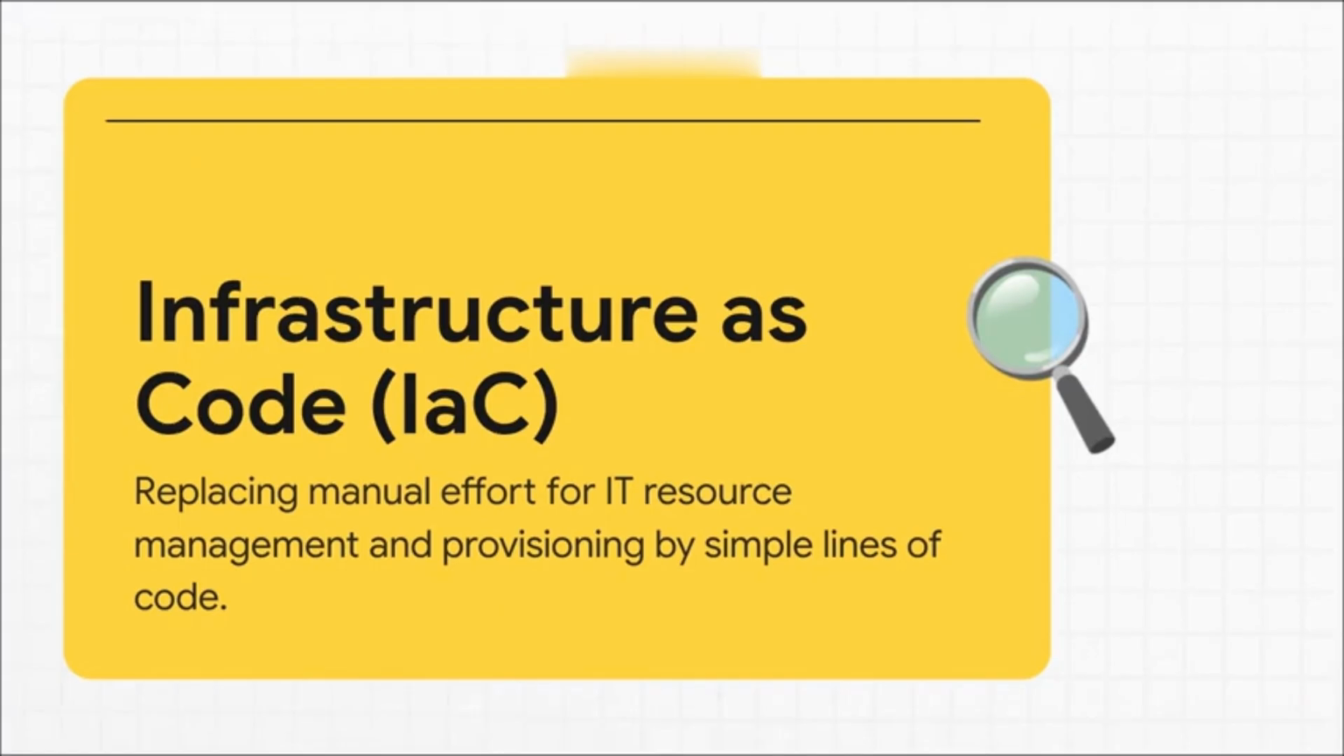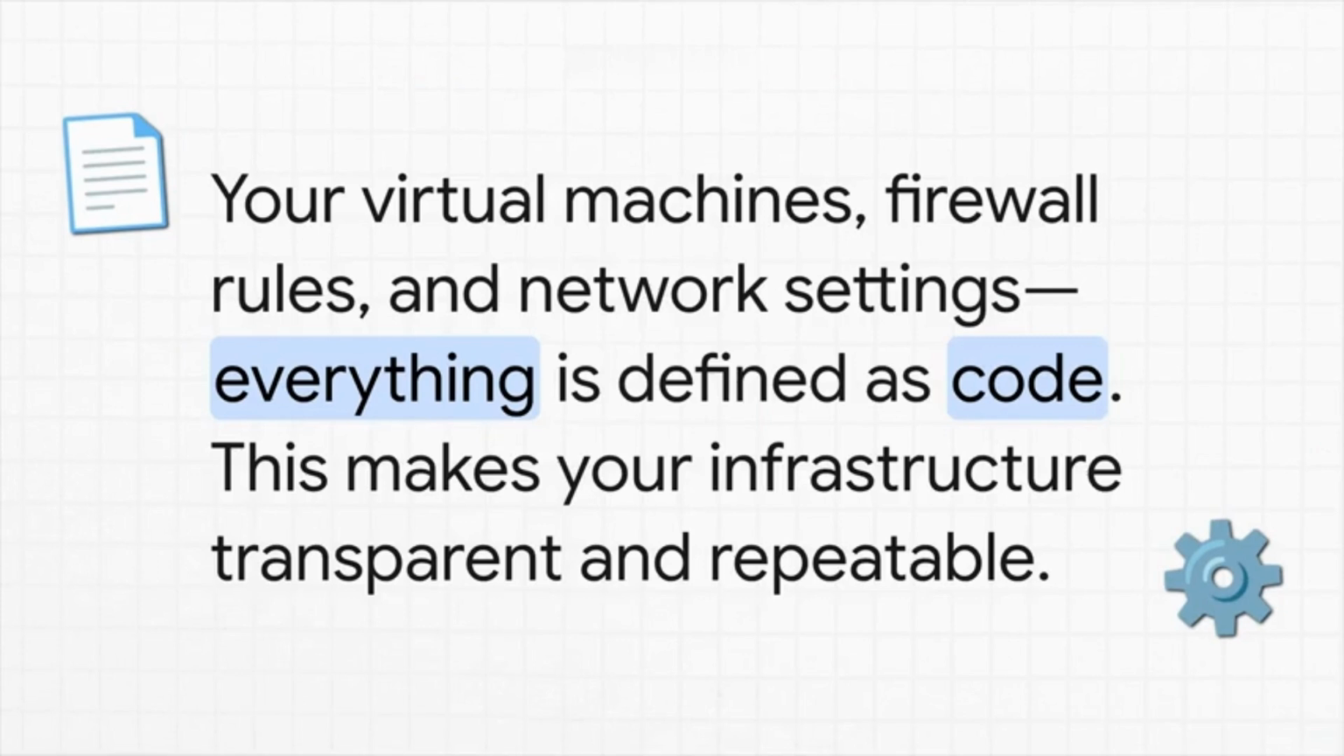So what is it really? Well, put simply, IaC is just the practice of managing all your tech stuff, your servers, your databases, your networks, all of it, using code. Instead of clicking buttons, you write a file that describes exactly what you want your infrastructure to look like, and some automation tool goes out and builds it for you. Simple as that.